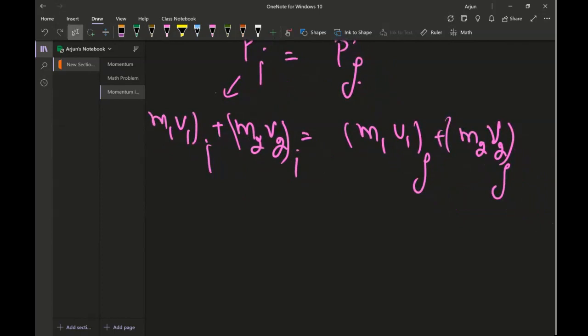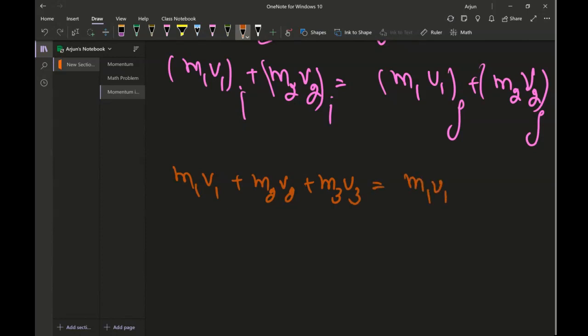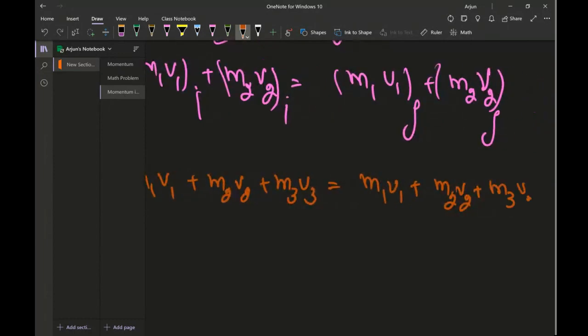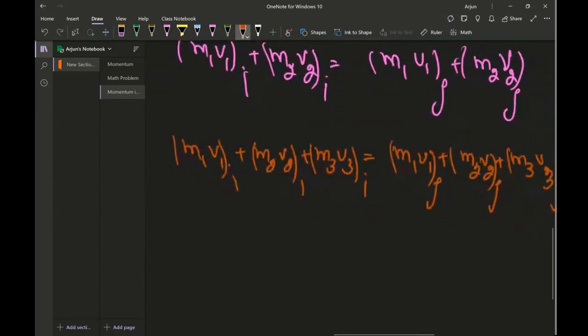Now, if there are more than two cars in a system, what's going to happen? You will write it as M1 V1 plus M2 V2 plus M3 V3 equal to M1 V1 plus M2 V2 plus M3 V3. The left side is initial and the right side is final. That's how it works. And if there are n number of objects in the system, then you will write down this equation with n number of m and v.